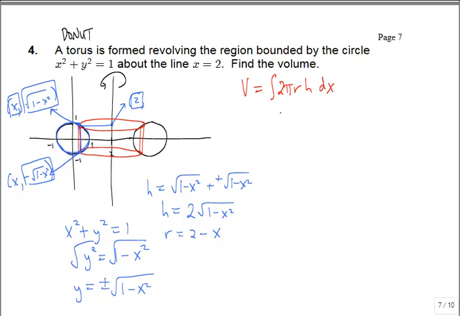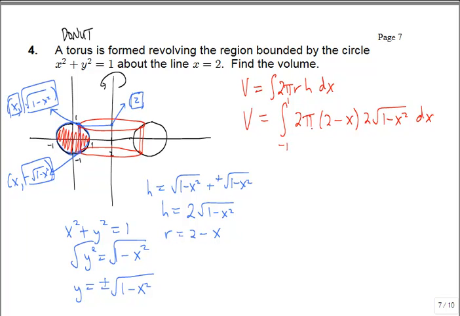All right, we have all the pieces. We're ready to plug it into our volume. This becomes 2 pi times the radius function, which is 2 minus x, times the height function, which is 2 times the square root of 1 minus x squared dx, and then our bounds. Remember that the original region was this whole circle. So how does x range on that circle? It goes from -1 to 1.